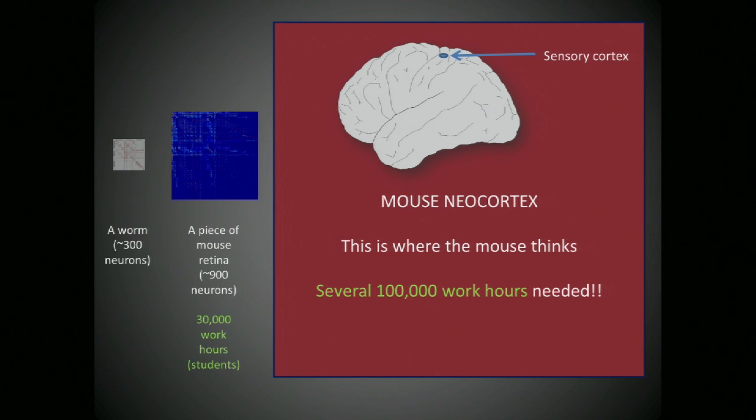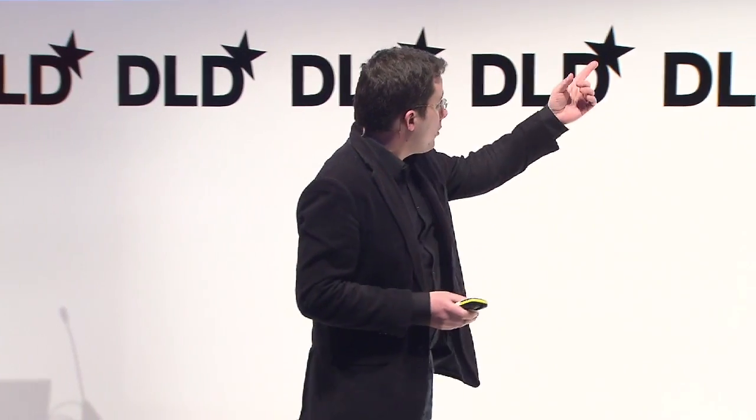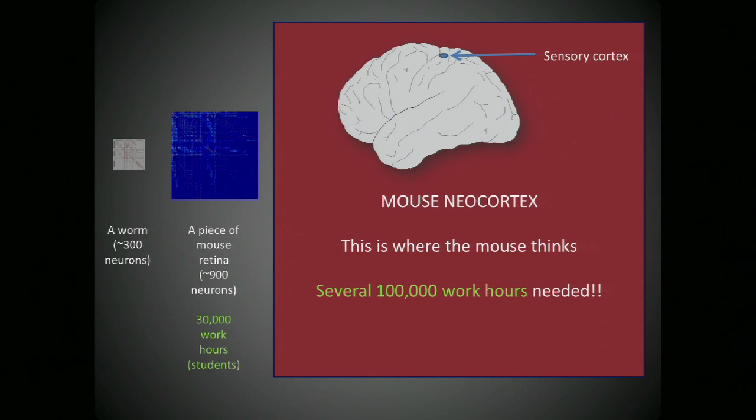And now we want to map circuits in the neocortex. And the task is just really amazingly large because we need hundreds of thousands of work hours. What we did was 30,000 work hours for the retina, therefore we hired students, and that was doable. 100,000 or many hundred thousands of work hours is not easily doable. So how can we address this, and what is our plan there, and what are we doing there?